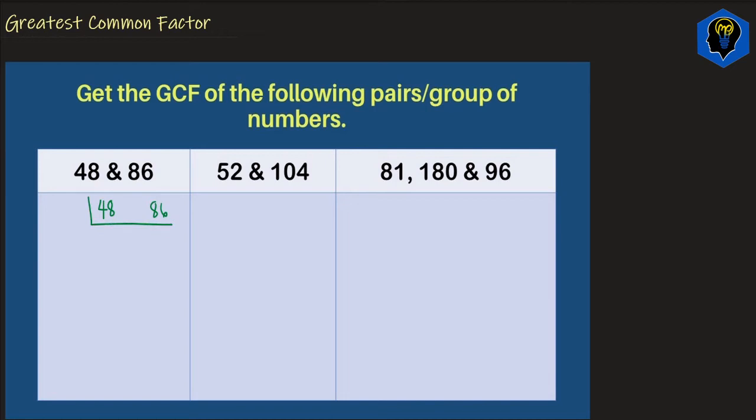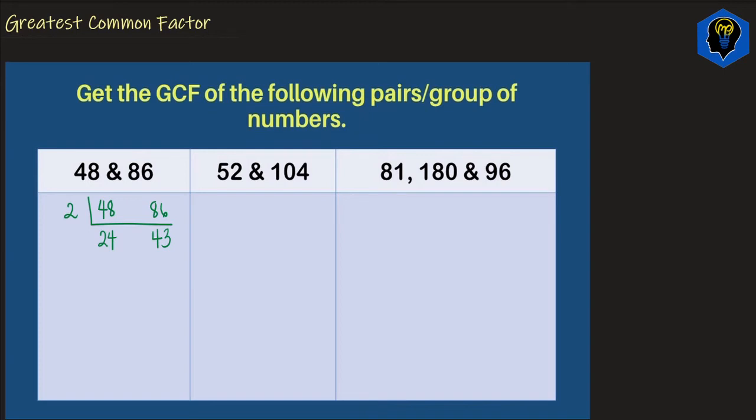So for here, as you can see, they are both even numbers. So they are divisible by 2. So 48 divided by 2, that would be 24. And 86 divided by 2 is 43. So do you think they have other common factors? 24 and 43?